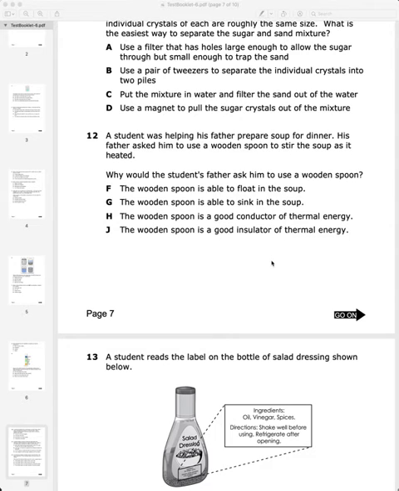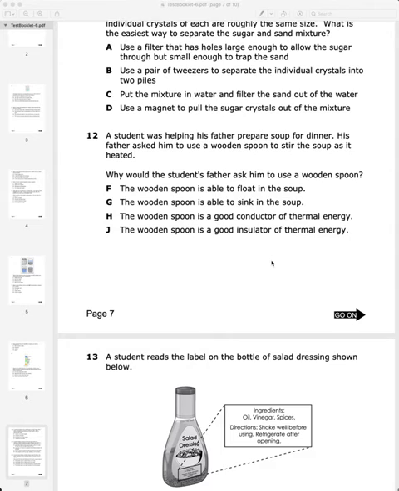Number 12. A student was helping his father prepare soup for dinner. His father asked him to use a wooden spoon to stir the soup as it heated. Why would the student's father ask him to use a wooden spoon?